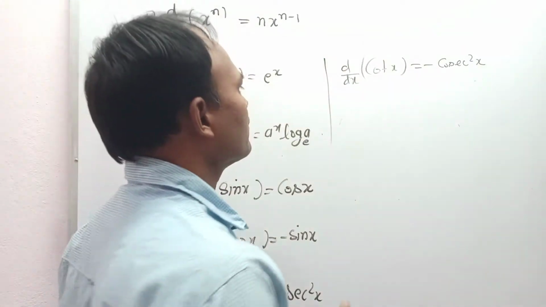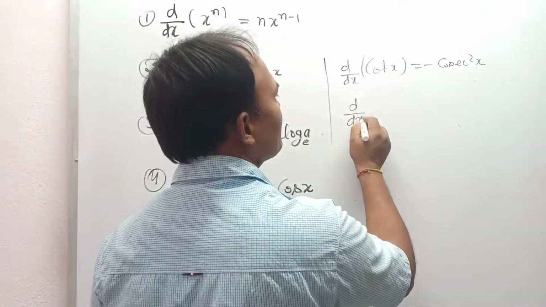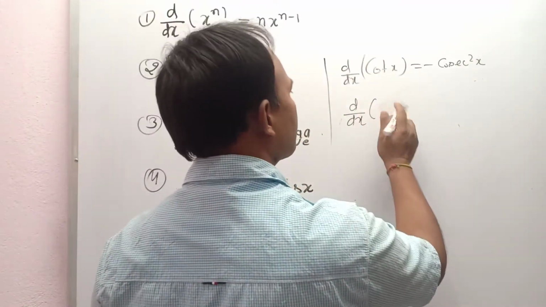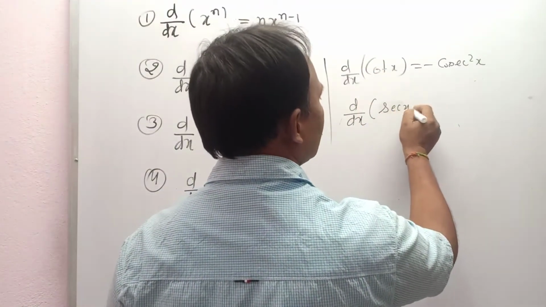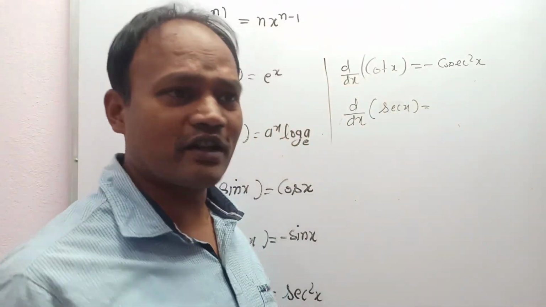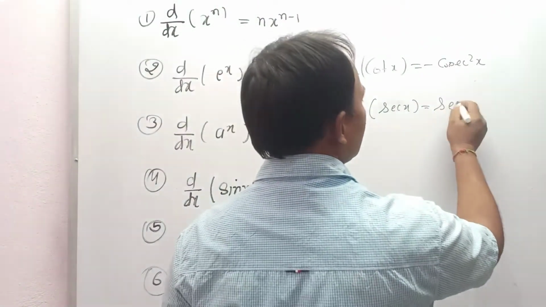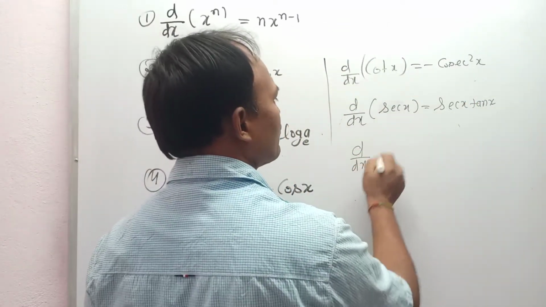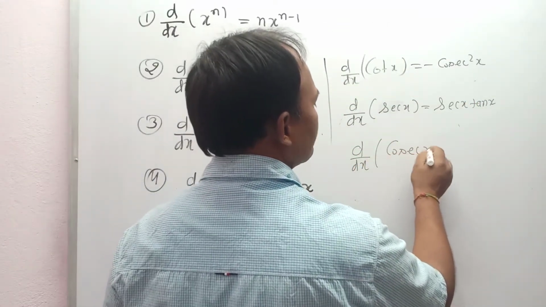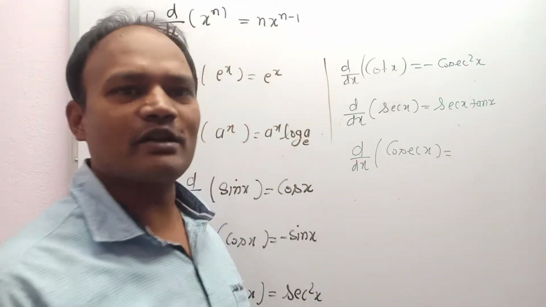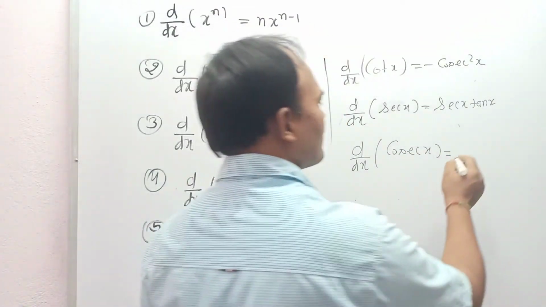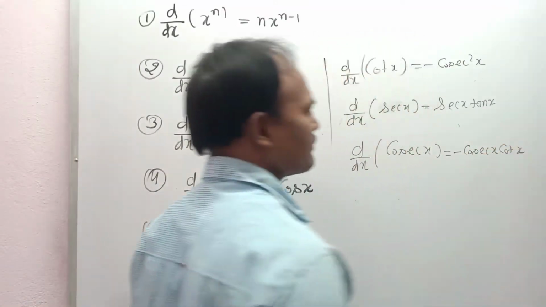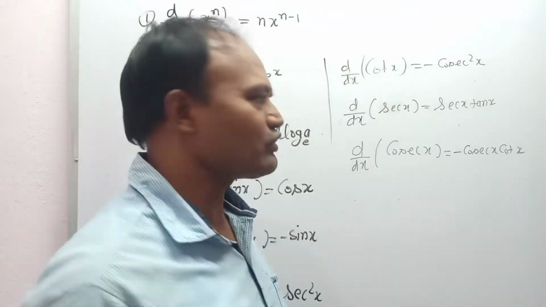Okay students, next one is d by dx of sec x. So what is the formula of sec x? Sec x means it is sec x tan x. Next one is d by dx of cosec x students. When we talk about the formula of cosec x, we can say that it is minus cosec x cot x.